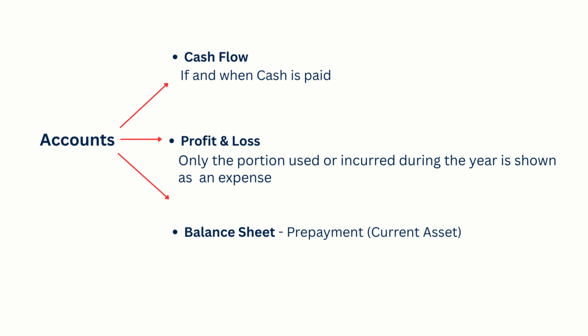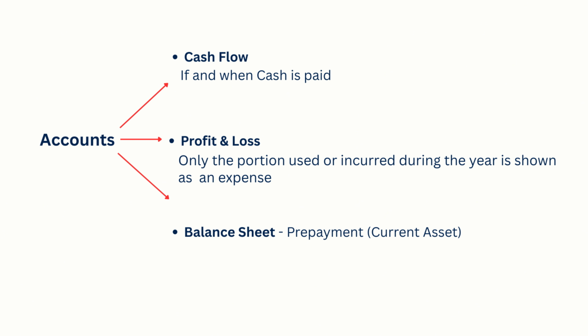Let's look at where a prepayment appears in the accounts. A single prepayment affects 3 different areas, but not all at the same time. First, let's look at cash flow. Cash is recorded if and when cash is paid. Sometimes a business pays up front. Sometimes it receives an invoice and pays later. Either way, cash flow only cares about the actual movement of cash. If no cash has been paid yet, nothing appears in cash flow.